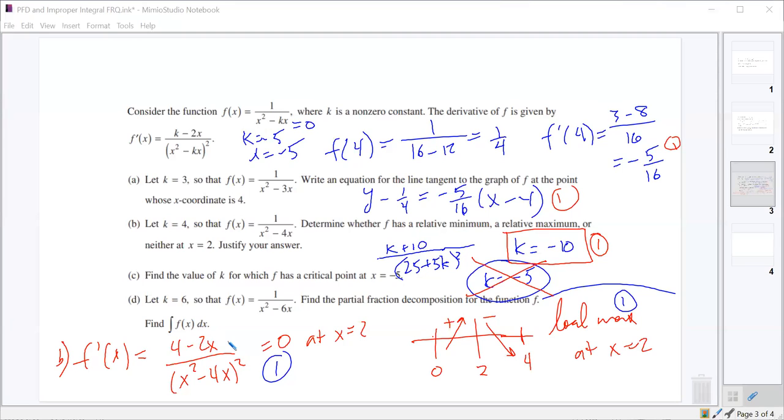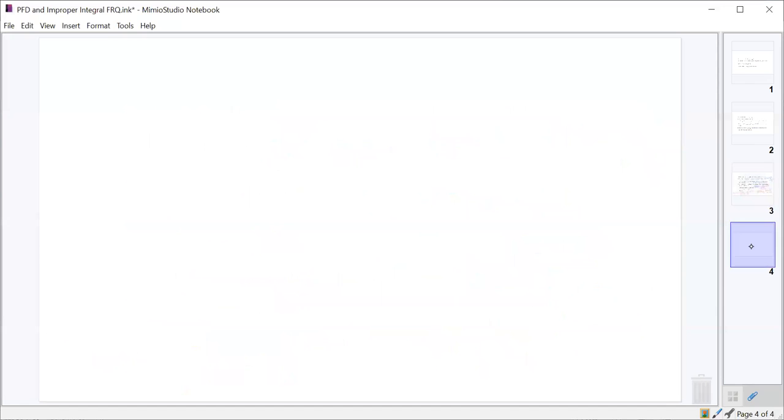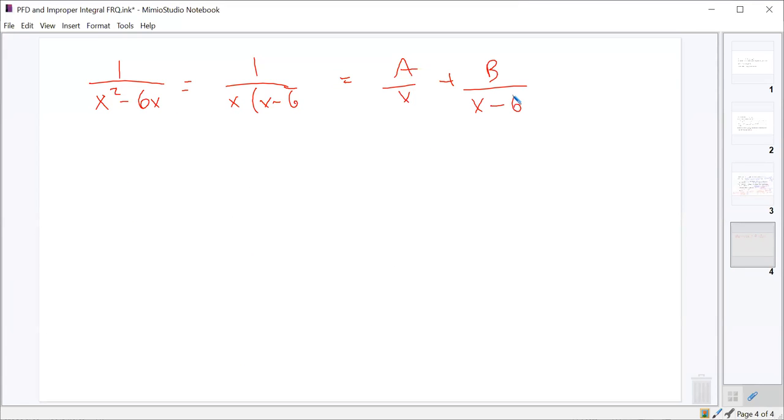So our function is 1/(x² minus 6x). We want to find the partial fraction decomposition for f of x, and then we want to find the indefinite integral of f of x. So that should have been pretty straightforward, I hope. Also, you would have said that 1/(x² minus 6x) is the same as 1/(x times (x minus 6)), and so we would have called that a over x plus b over x minus 6.